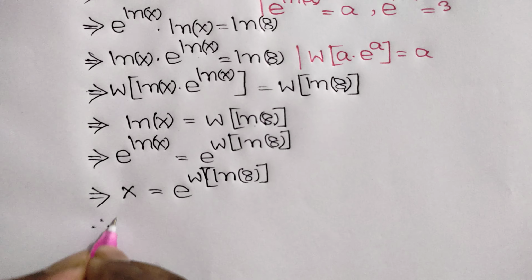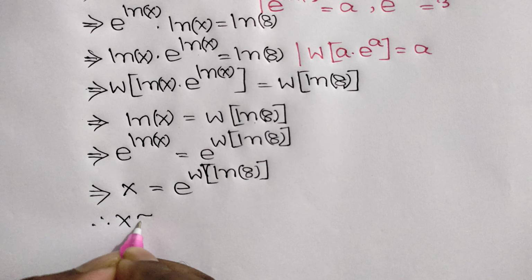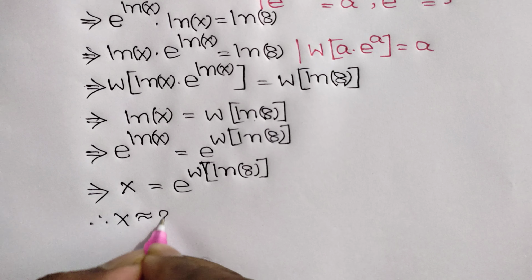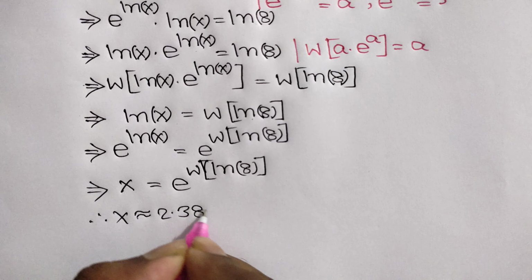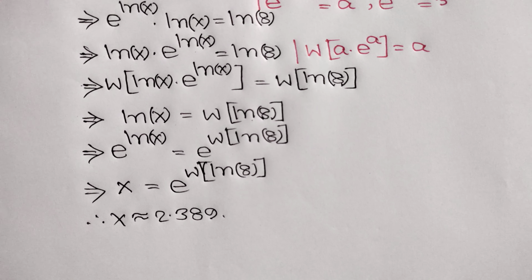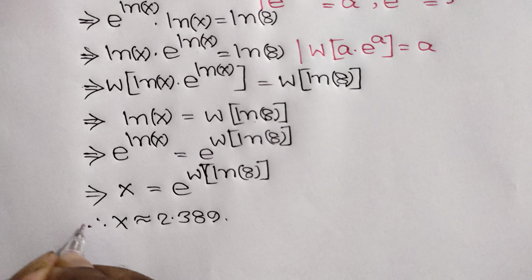Now here we can use a calculator. So the approximate value of x is 2.389, and it is our final answer.